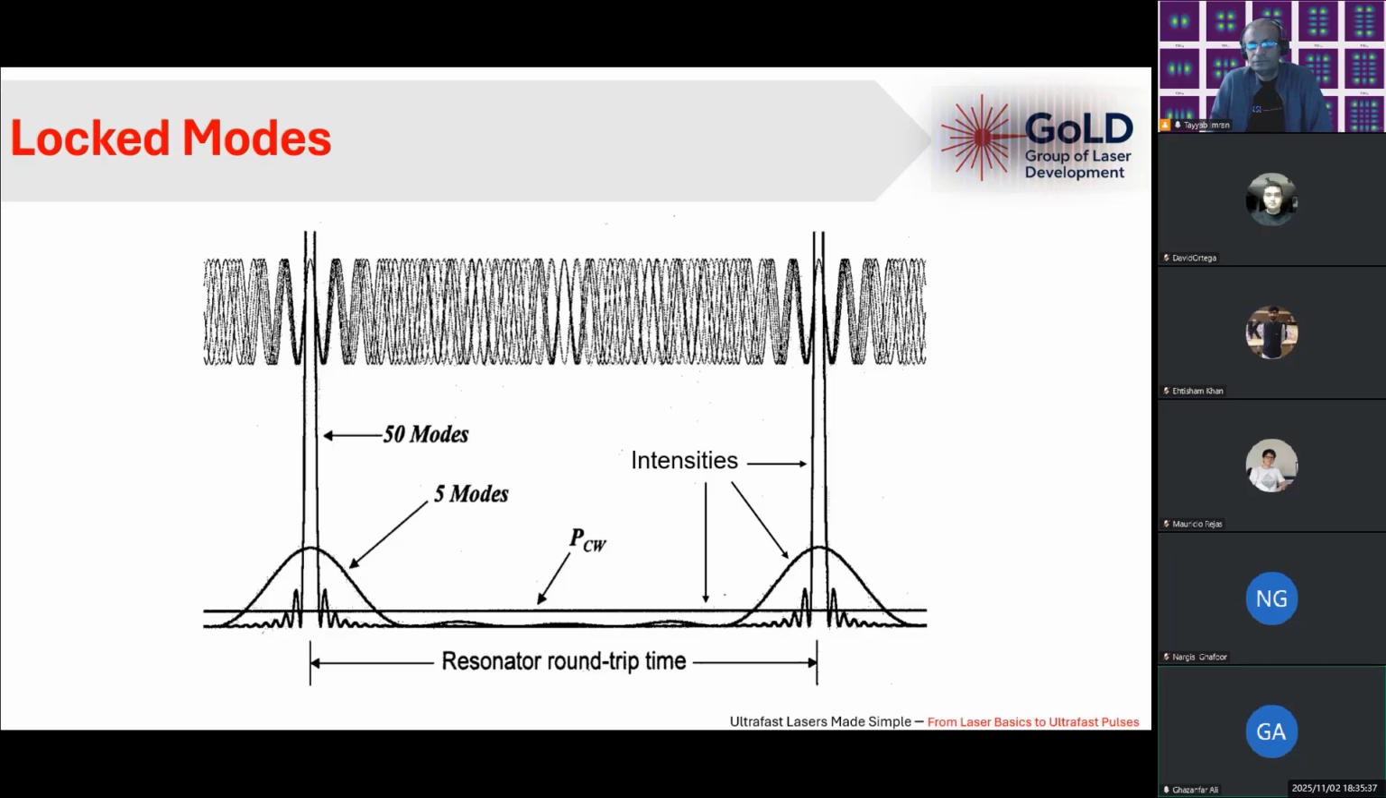Sir, this is the mode lock. Yes, mode locks. In the first we have the 50 mode locks, and we have the high density. Secondly, we have the phase relation. Some phase relation means we have some pulses we are getting out from this.